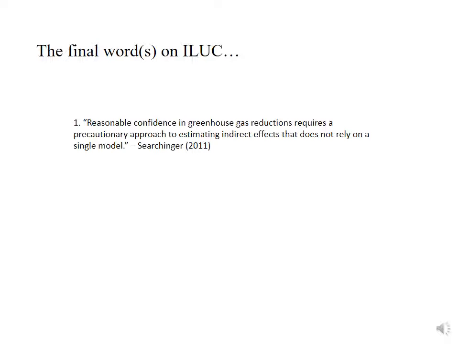So to conclude from this discussion, despite the study by Searchinger 2008, which brought a lot of attention to the concept of indirect land use change, even Searchinger admitted that to gain reasonable confidence in the greenhouse gas reductions of biofuel production would require a careful approach to estimating indirect effects. And that more than likely at this point, there are no single models that can capture the impacts of indirect land use change in an accurate manner.